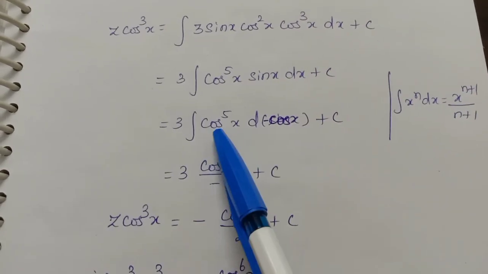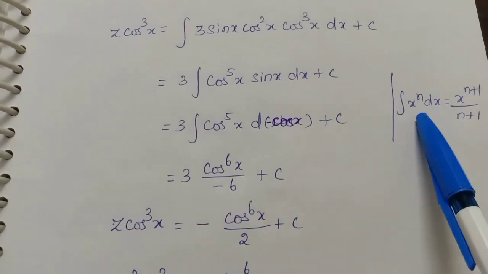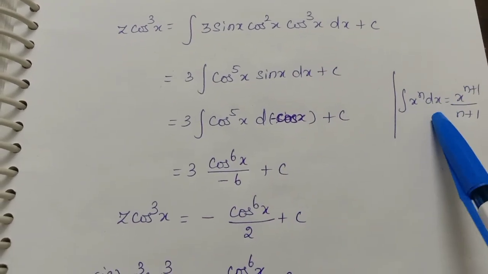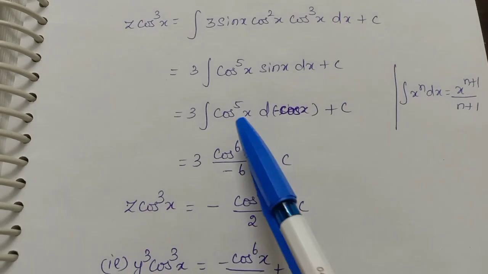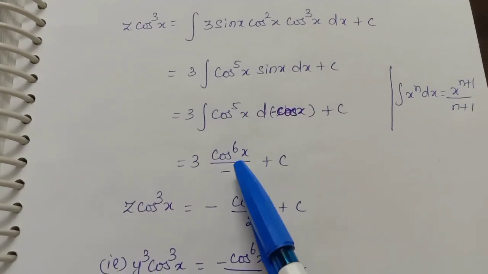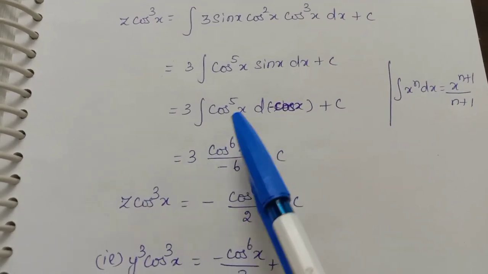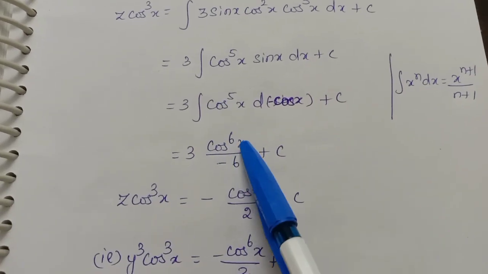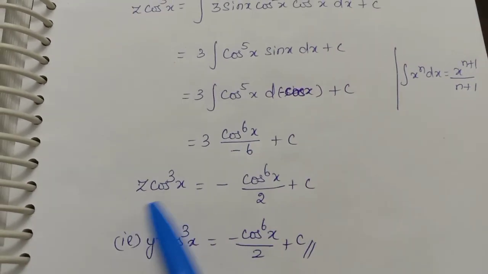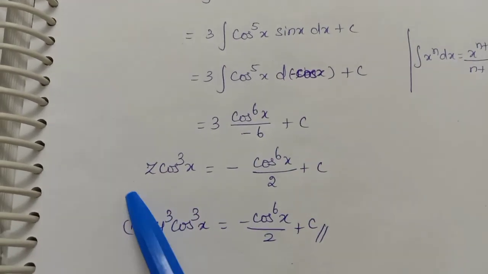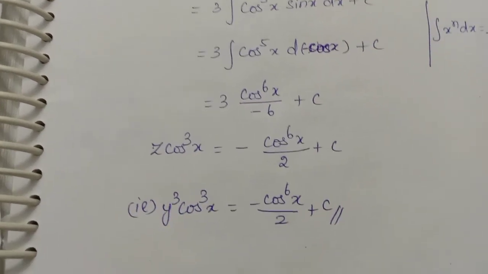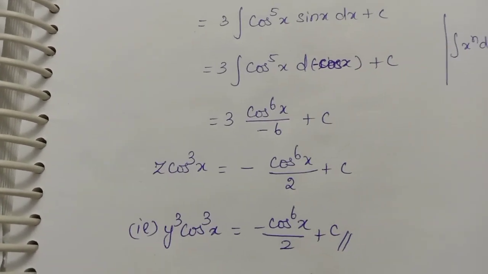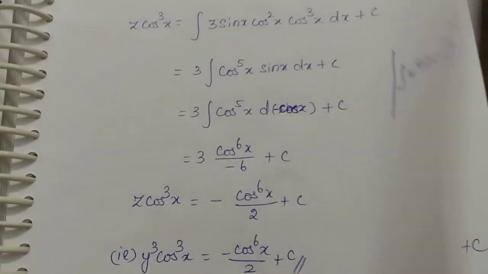Now look at this term. This is like x power n into dx. What is the integration of x power n into dx? x power n plus 1 by n plus 1. So for this integration, the minus sign I keep outside. So cos power 6x by 6 plus c. So z cos cube x is equal to this, but z is y cube. So y cube cos cube x is equal to minus cos power 6x by 2 plus c.